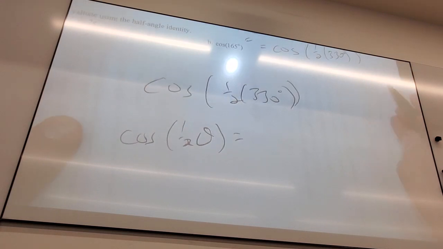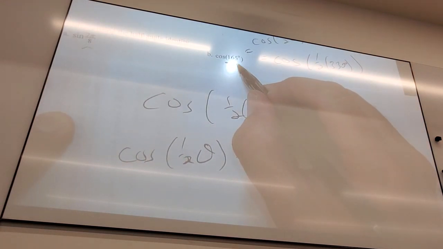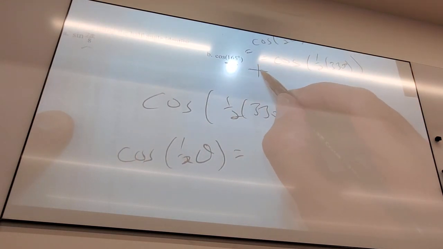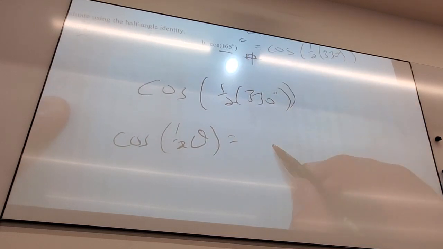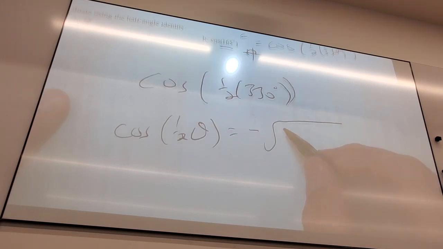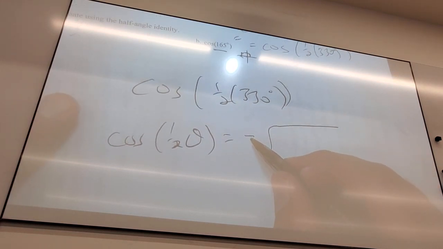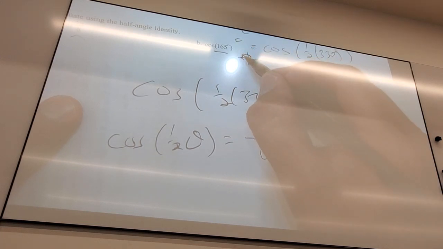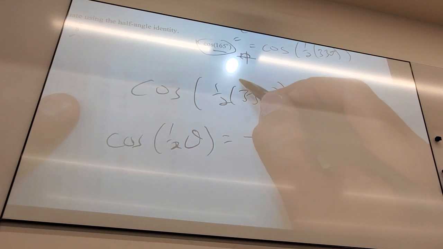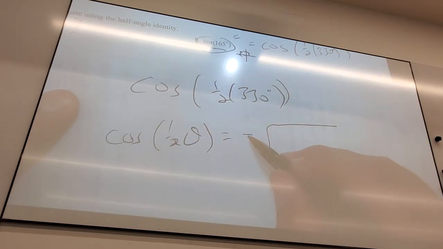Now, real quick, 165 is in which quadrant? Second. And what's true about cosine there? It's negative. So I'm going to pick the negative option. Not a plus or minus. I'm going to pick the negative option because I know cosine of this has to be negative, because I'm in the second quadrant. So I pick the negative.